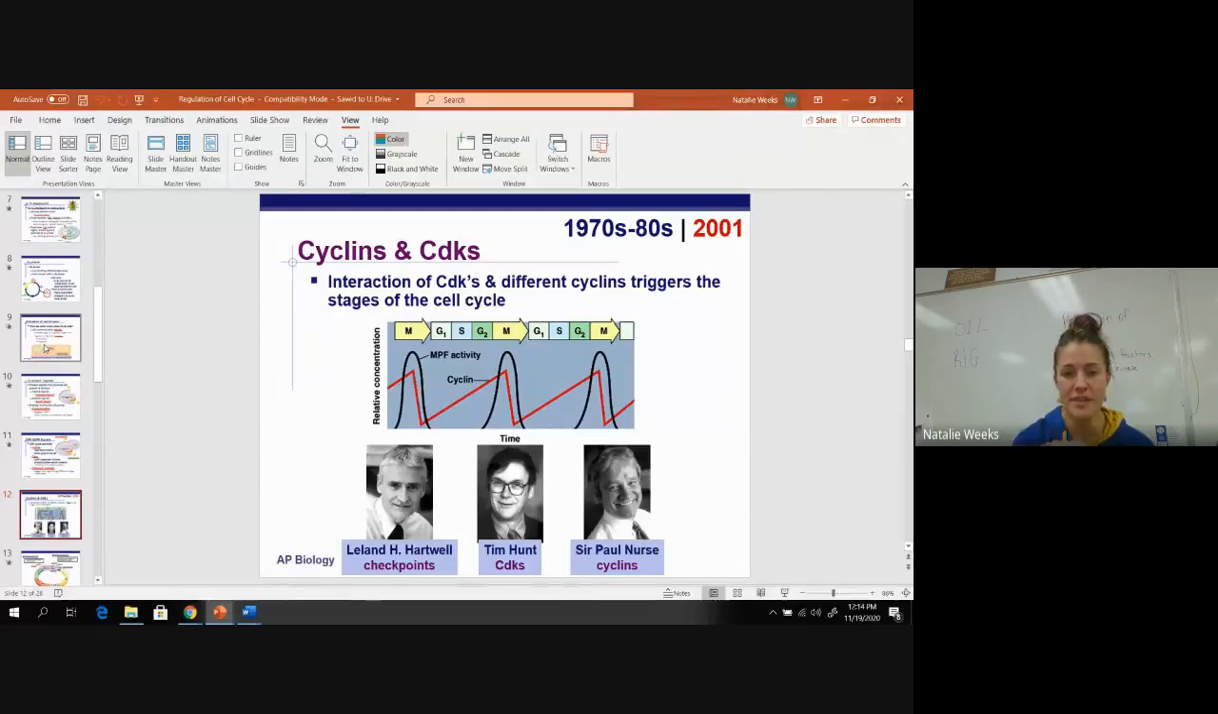When we're looking at this graph up there, we have the relative concentration of cells over time. The cyclin activity is going to spike during mitosis, and then after that it goes way down. When those cyclins start to build up again to a certain point, it's going to activate different stages of the cell cycle. And these are just the scientists that discovered that this happens. So that's just one way that cells regulate themselves.